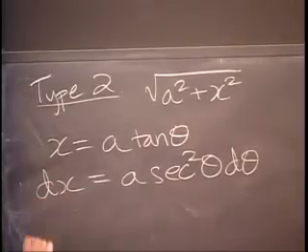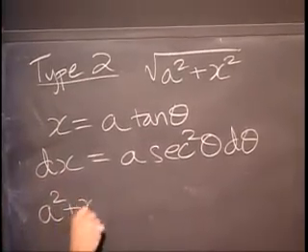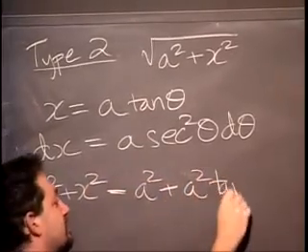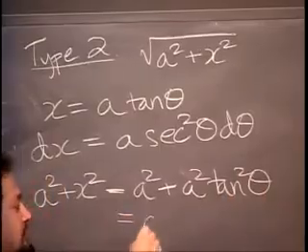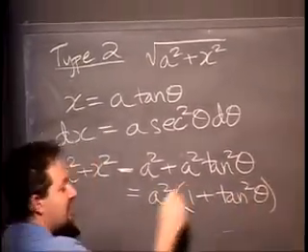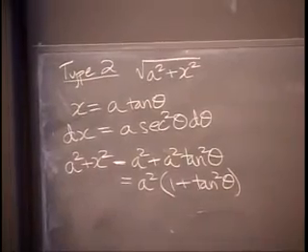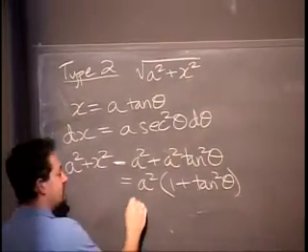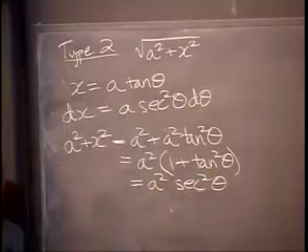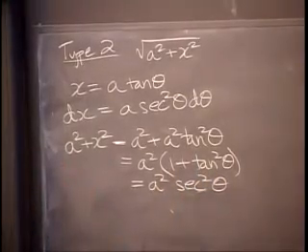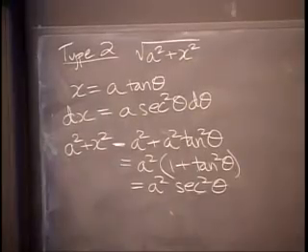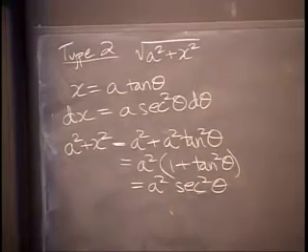But why does this work? A squared plus x squared is a squared plus a squared tan squared theta. So it's a squared outside of 1 plus tan squared theta. And look, there's the trig identity. 1 plus tan squared is secant squared. And you get a squared secant squared theta. Okay, you need a different trig identity for a plus. It happens to be the 1 plus tan squared, so there it is.